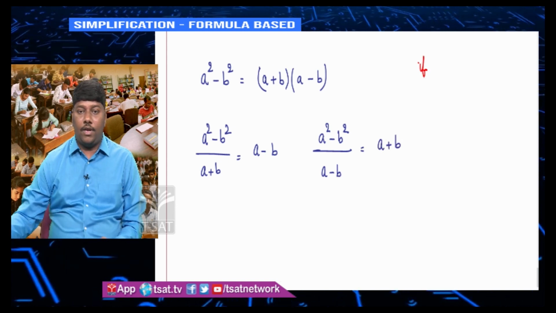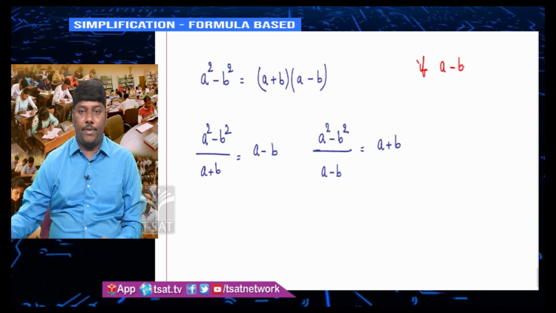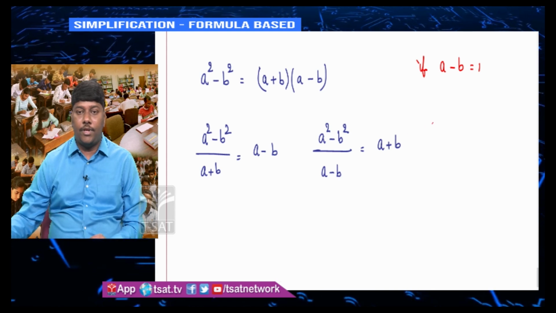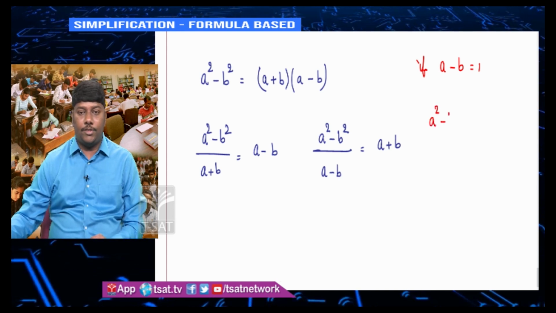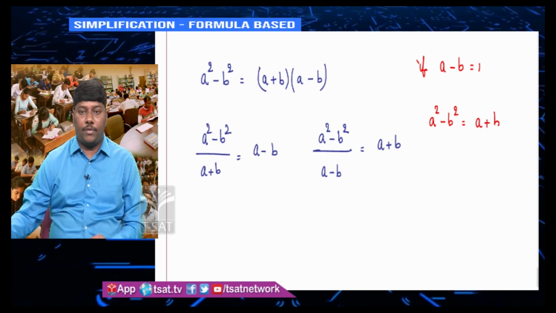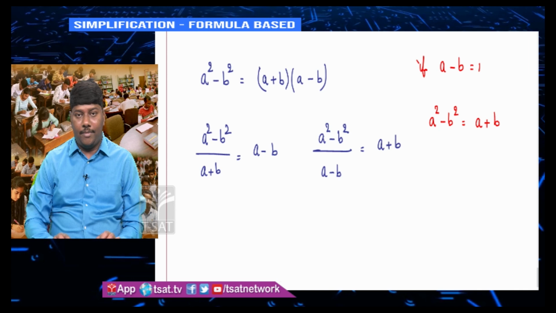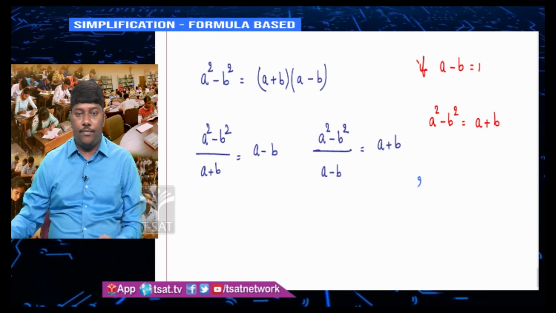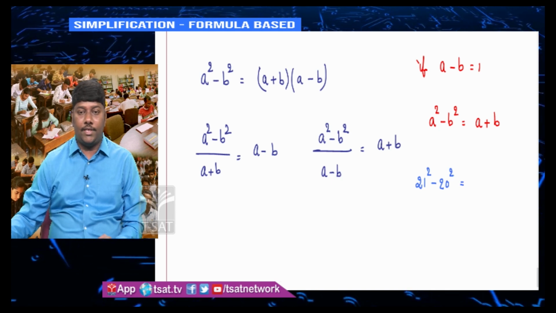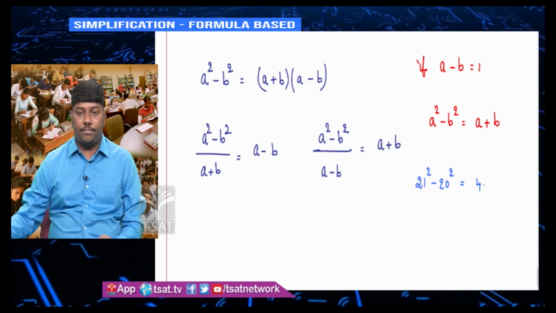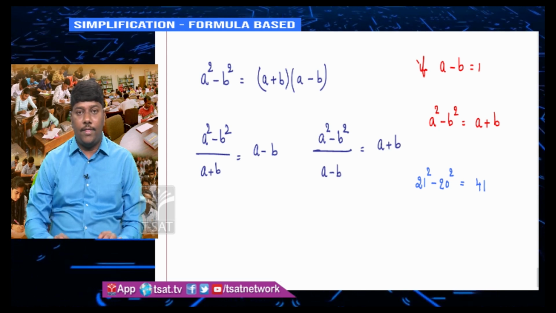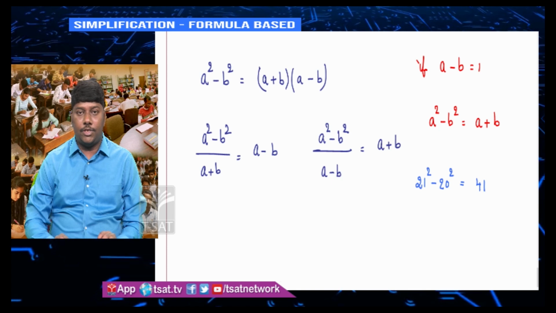Suppose a minus b is 1, which means a and b are two consecutive integers, like 7 and 8 or 8 and 9 or 9 and 10, something like that. Then you can always say a square minus b square is equal to simply a plus b, because we know a minus b is going to be 1. For example, if you have 21 square minus 20 square, by looking at it you can say the answer is 21 plus 20, that is 41. So for 21 square minus 20 square, the difference between them is simply 1. Therefore, a square minus b square becomes a plus b.